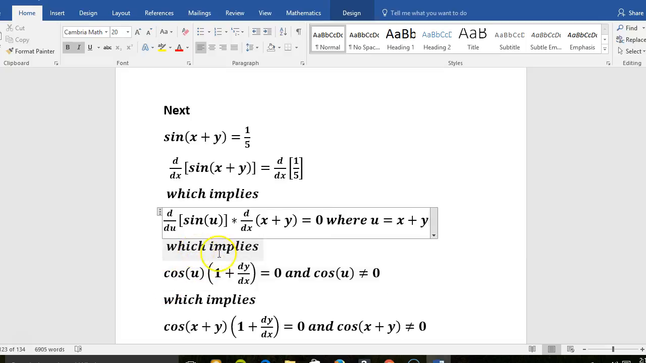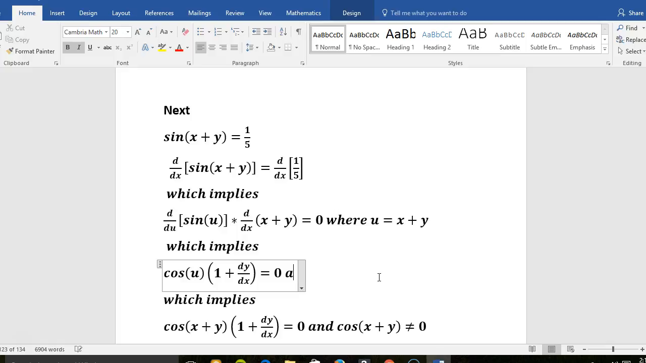Now, which implies that the cosine of u, now if d by du of sine u is cosine u, and then d by dx of x plus y, well, d by dx of x is 1, d by dx of y is just trivially dy by dx, okay? So there's that, and all that equals 0 from before. And let me get rid of that. That's stupid. It's true, but I don't need it. Let's see. So there's that.